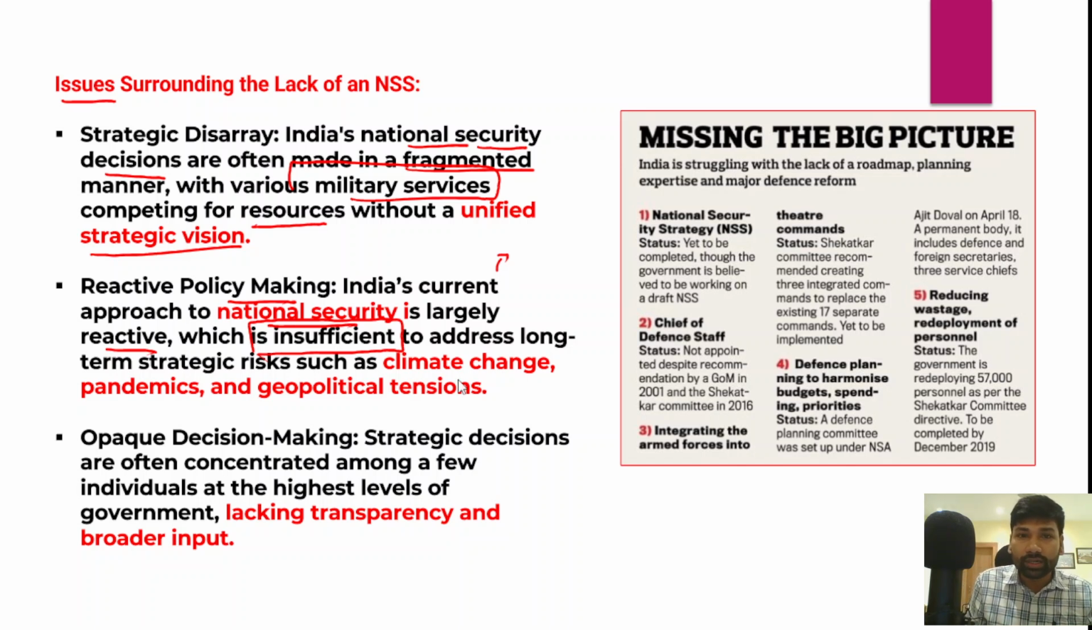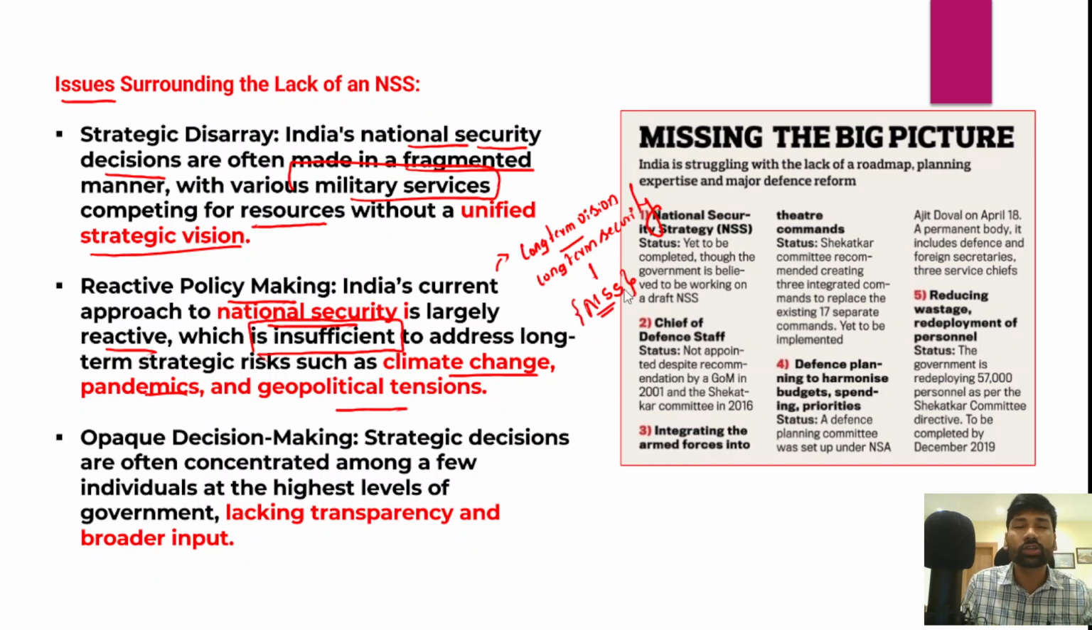Issues like climate change, pandemics, and geopolitical tensions require long-term vision and long-term strategy. This long-term security strategy can be framed through a comprehensive national security strategy. And even in case of any strategic risks that we face in future, we can easily overcome them because we will have better preparedness through this comprehensive national security strategy.